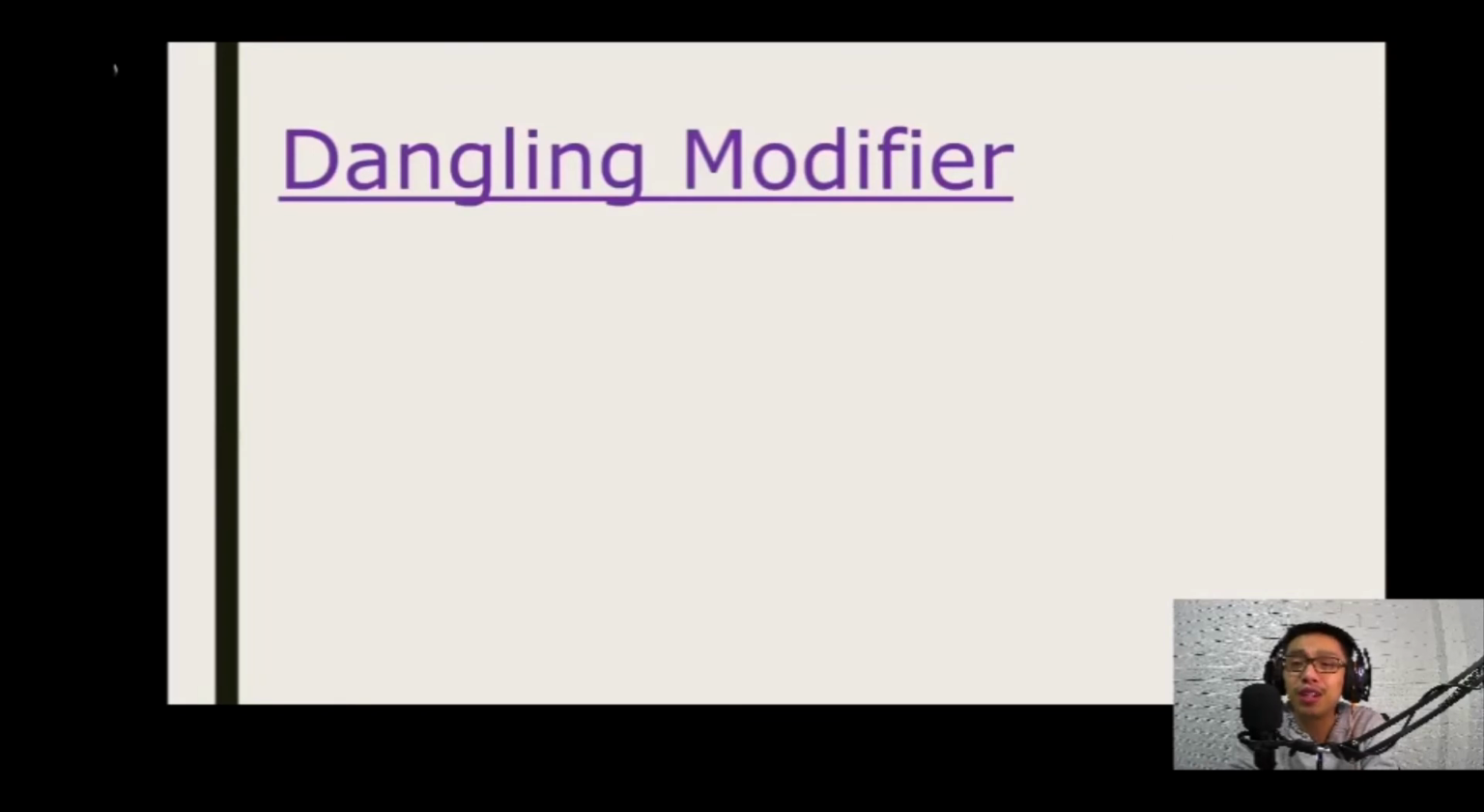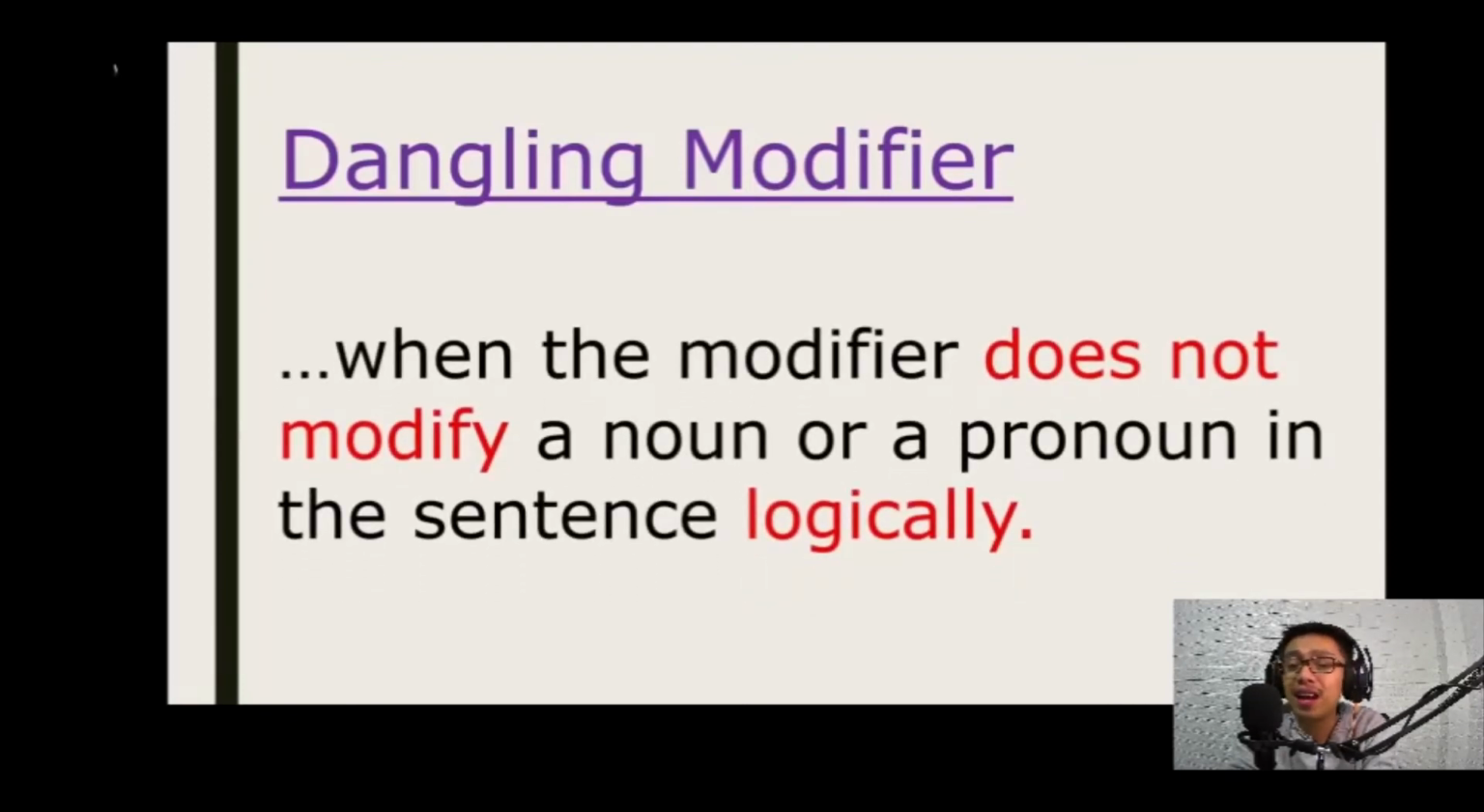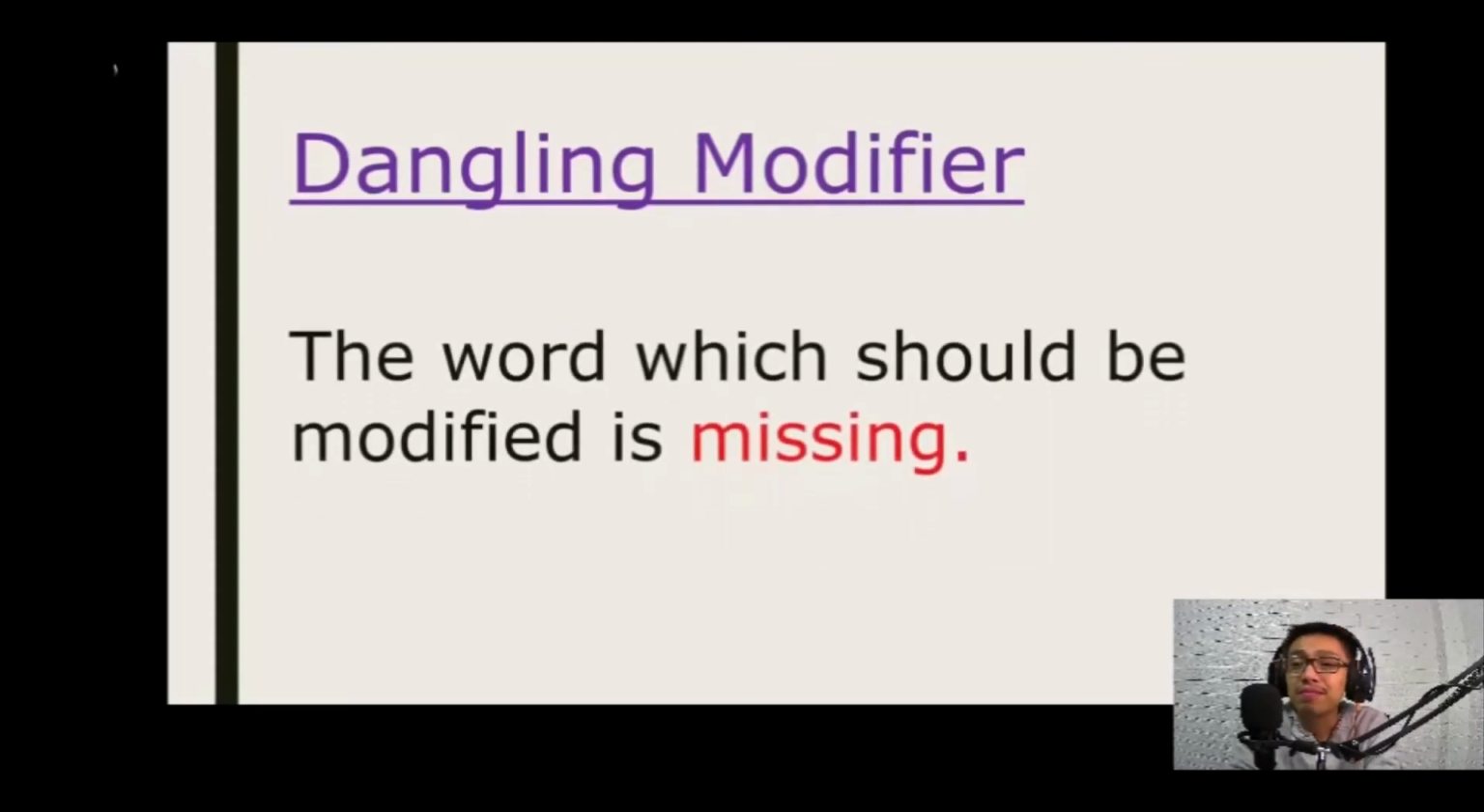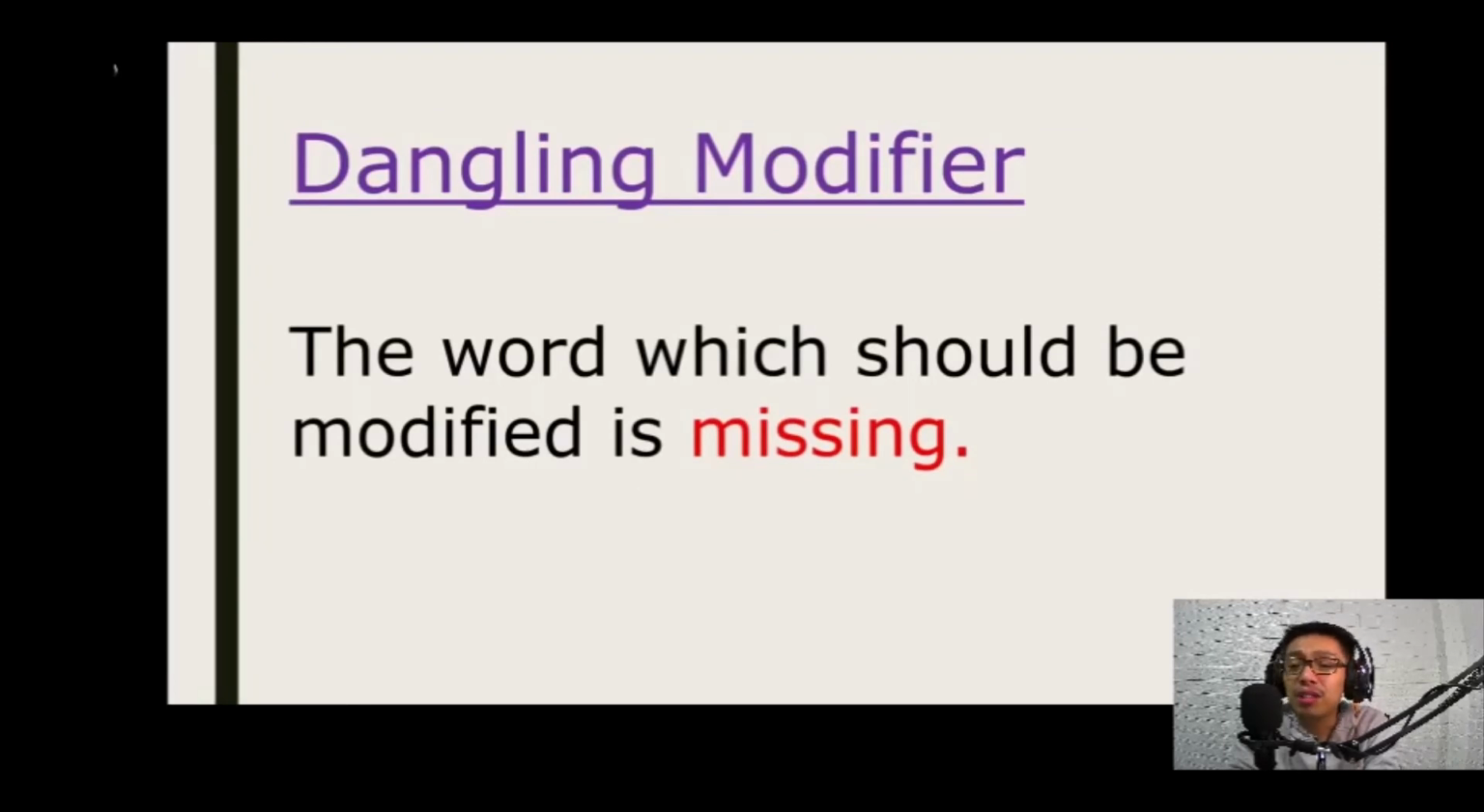Next, we move on to the dangling modifier. So what is a dangling modifier? It occurs when the modifier does not modify a noun or a pronoun in the sentence logically. So it's like the idea is wrong, or let's just say that there is something missing. A dangling modifier can also occur when the word which should be modified is missing. So it's like there should be a word to be included in the sentence, but it wasn't there.